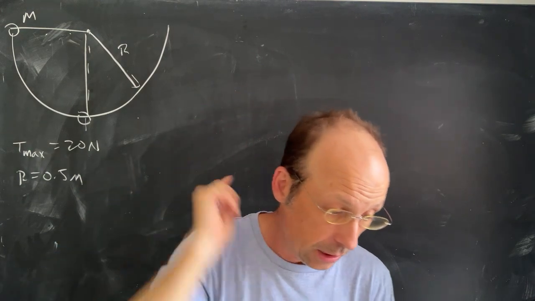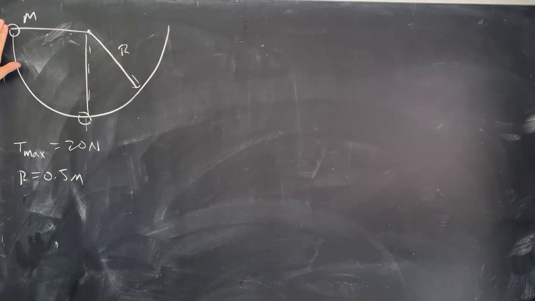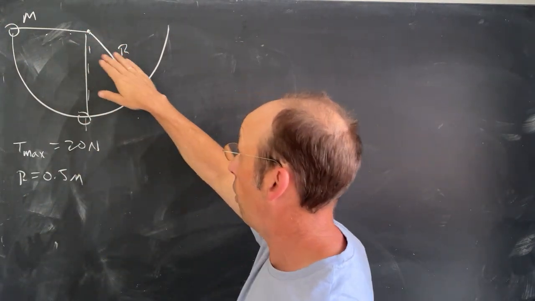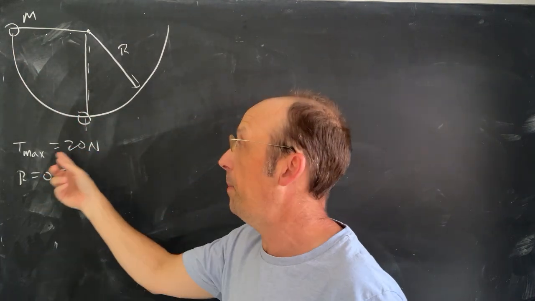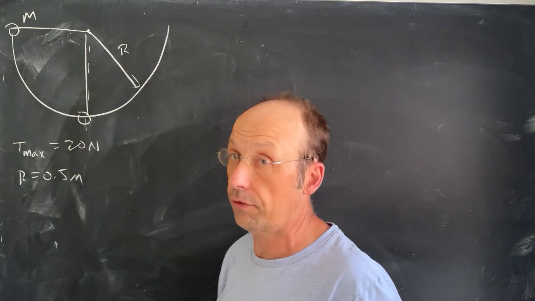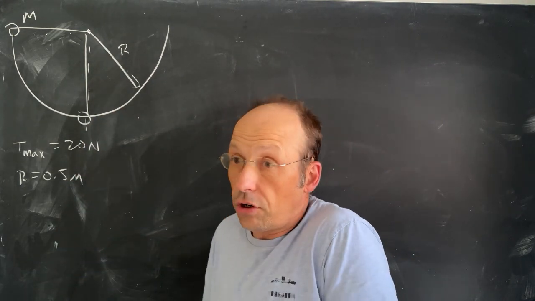So let's get started. Here's my diagram. I have a mass up here on a string of length r, and then it swings down here. Let's say I picked the maximum tension was 20 newtons, and the radius of the swing, the string length, was a half a meter. So let's just start at the bottom.